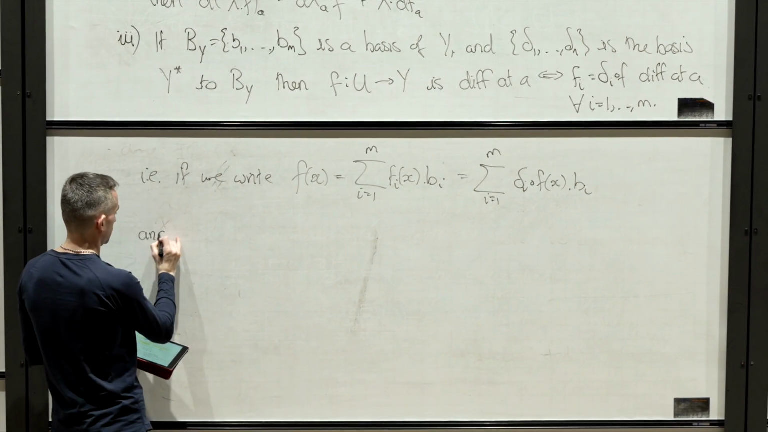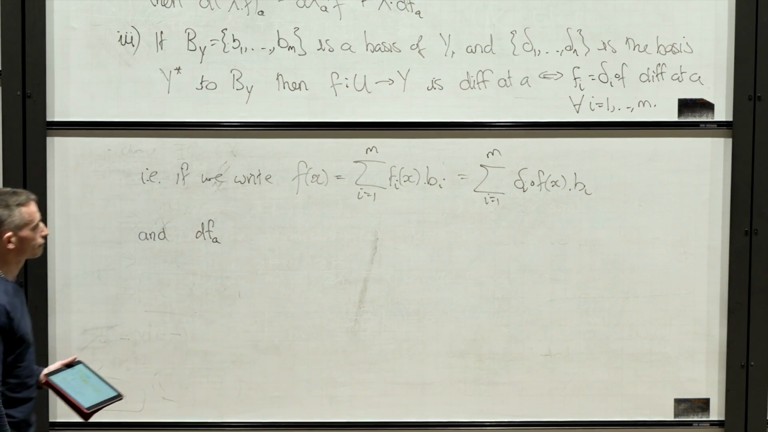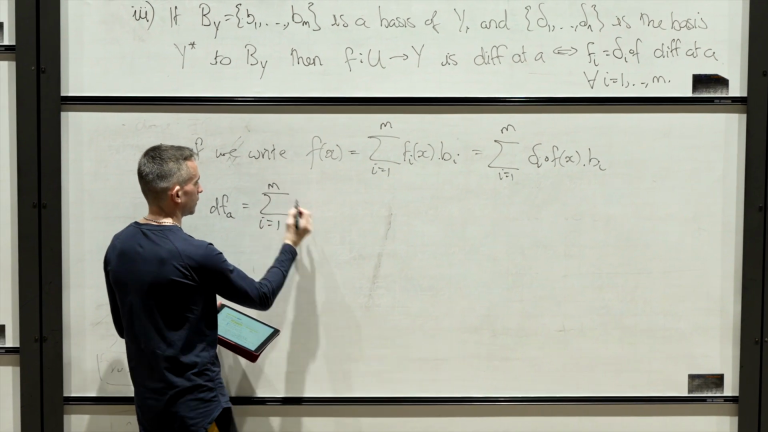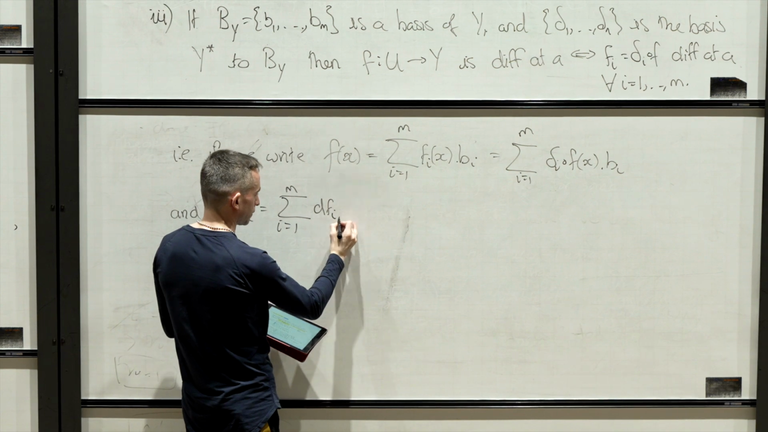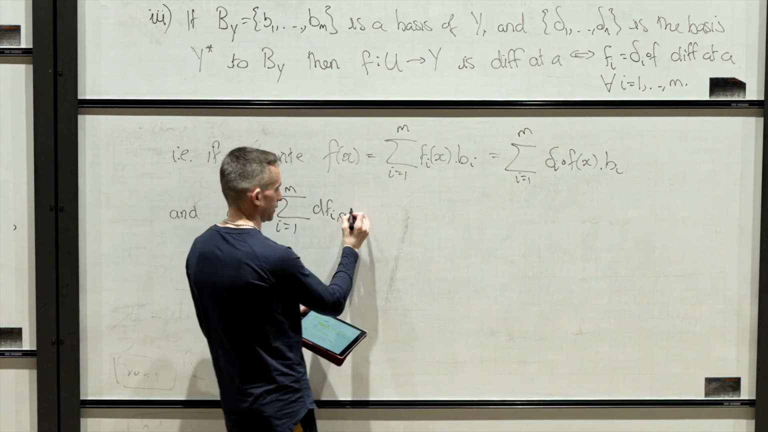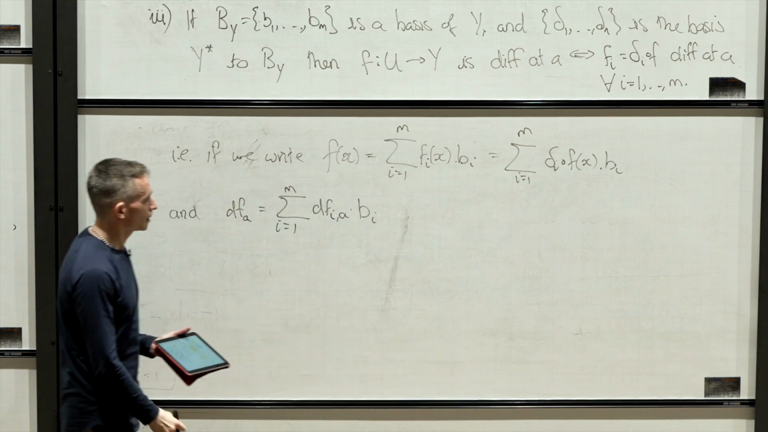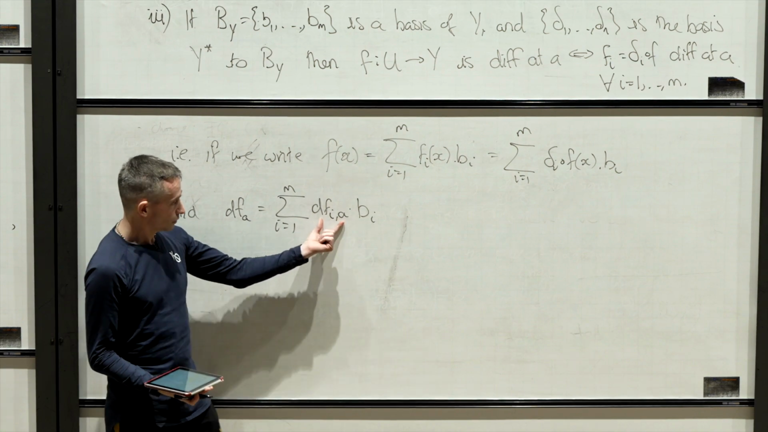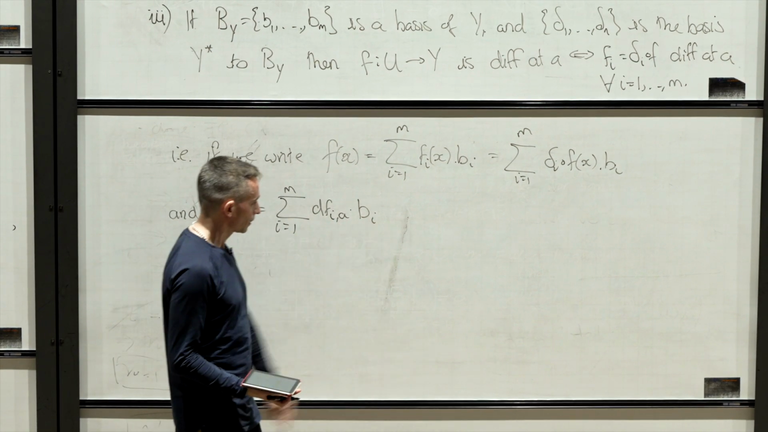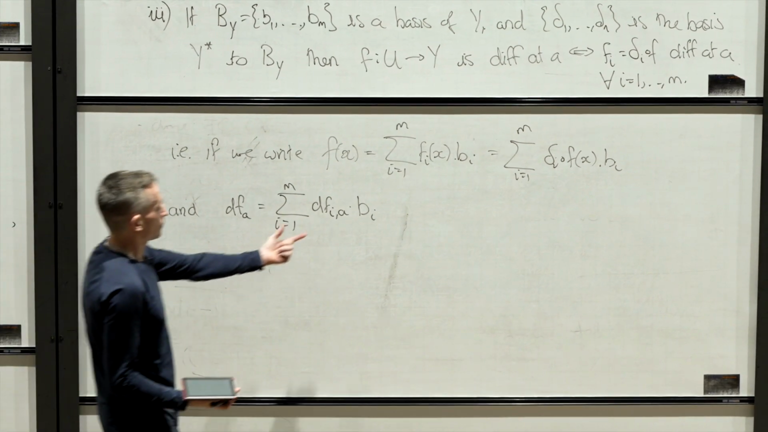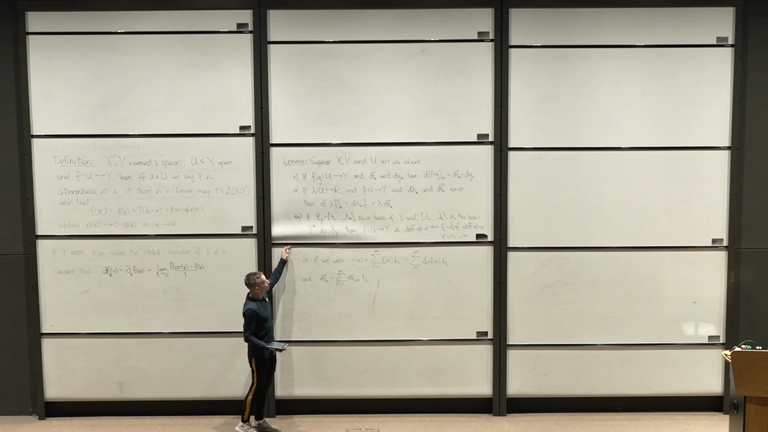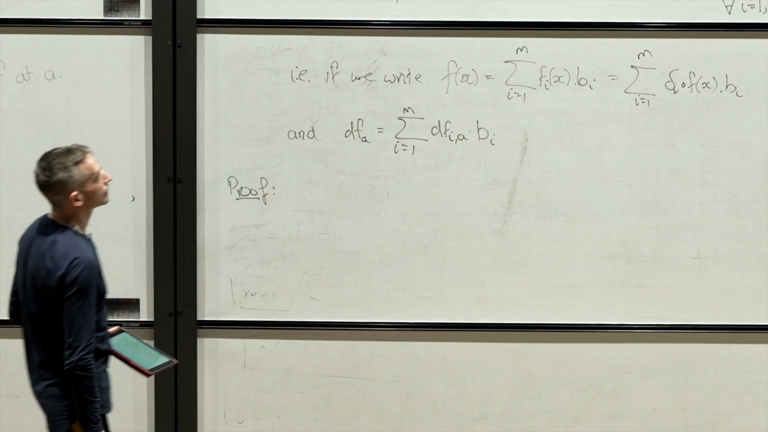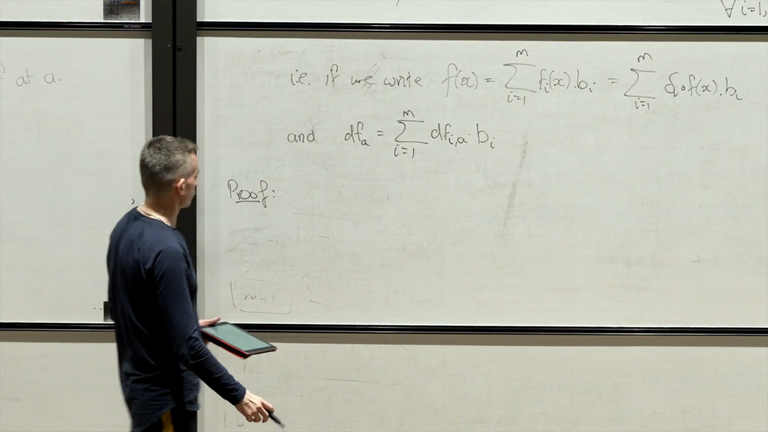And the total derivative of f at a is just the sum of the total derivatives of the component functions at a times the basis vectors. So this just means, remember, this is a linear map, which is a map from X to the scalars. So taking the scalar that you get and multiplying it by b_i gives you a vector in Y, and the sum of those things is the derivative at a. Okay, so none of these things are particularly difficult to prove, which is what you'd hope if the definition was right.